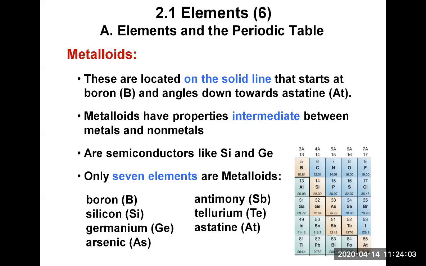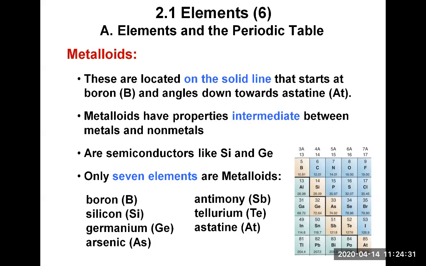So they are very handy, those metalloids. They are found in all kinds of electronic devices. There are very few of them. It's only seven elements that are metalloids. First, there is boron, silicon, germanium, arsenic, antimony, tellurium, and astatine.